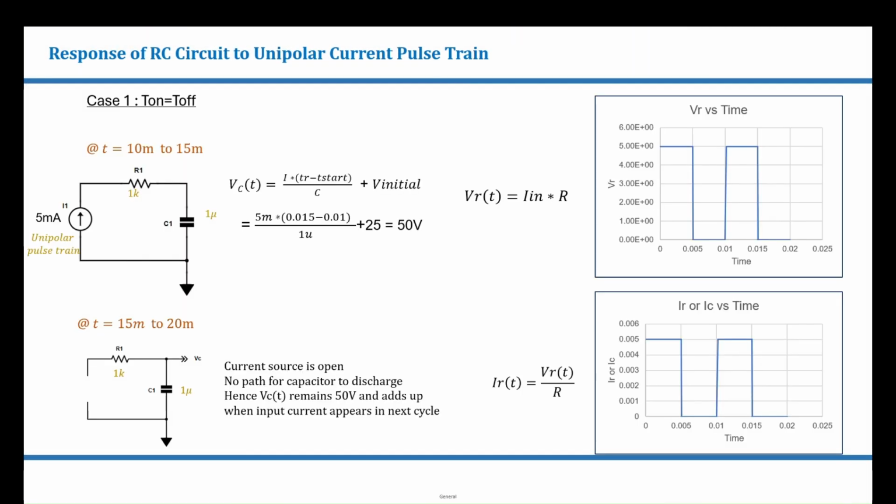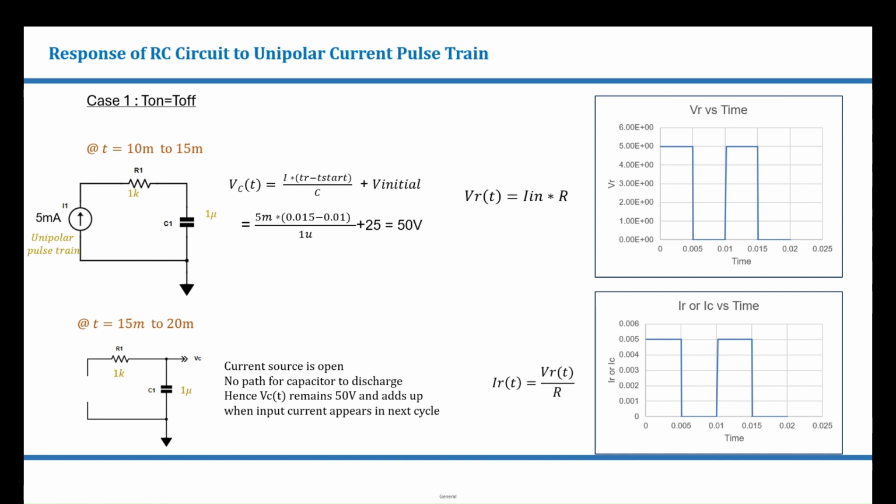Now from 10 milliseconds to 15 milliseconds, again input current of 5 milliampere is available and the capacitor now charges linearly to 50 volts with 25 volts being the initial value, and from 15 milliseconds to 20 milliseconds the input current is 0 and the current source is open, hence voltage across capacitor remains at 50 volts and adds up when the input current appears in the next cycle.